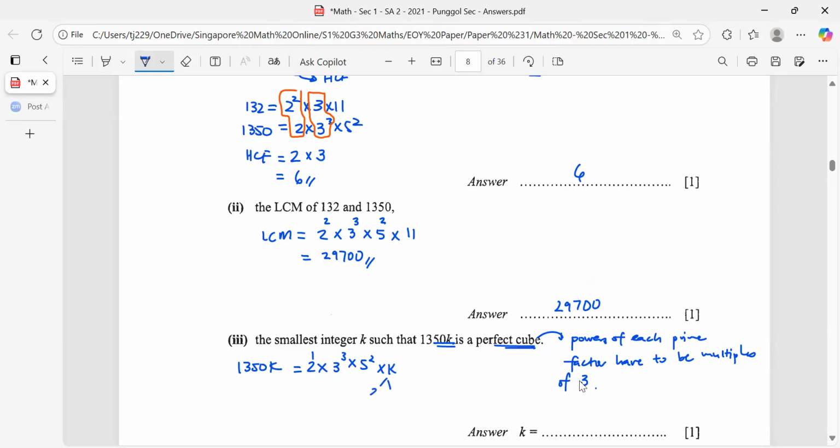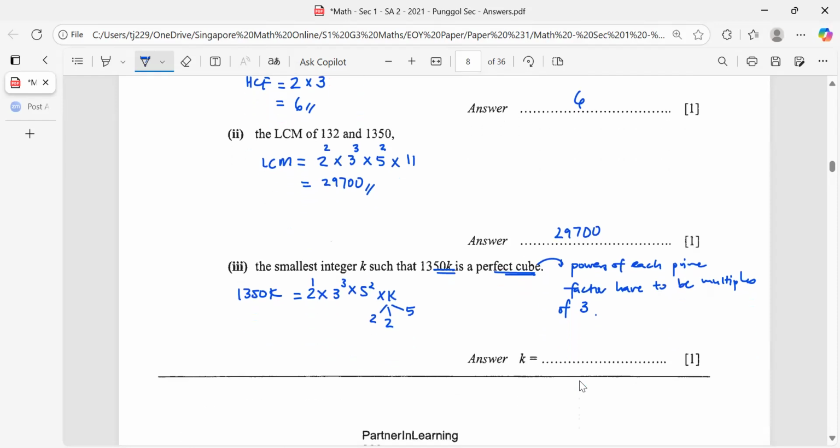To bring it to a power that is a multiple of 3, that means it'll be 2 to the power of 3. We need to multiply it by 2 more times of 2 to make it 2 to the power of 3. Now, 3 to the power of 3 already has a power that is a multiple of 3. We are not going to add any more 3's to this. However, for 5 to the power of 2, we can bring it up to 5 to the power of 3 to make it a perfect cube. So that would be to multiply one more time of 5. So what's k? k would be the product of these numbers.